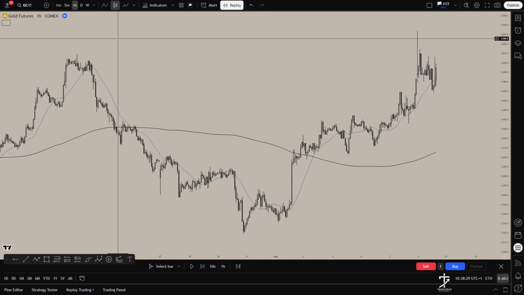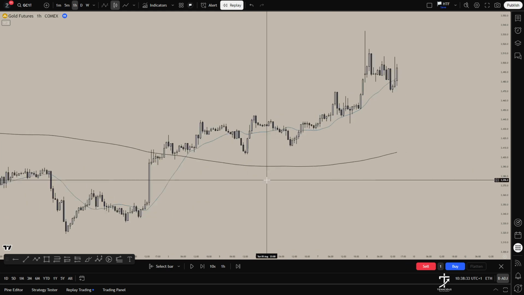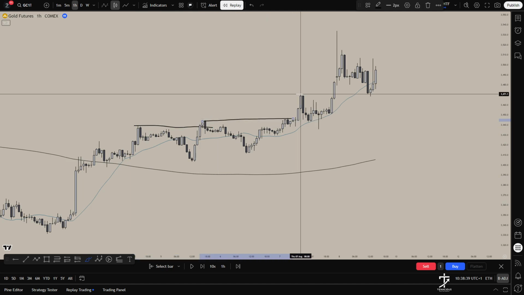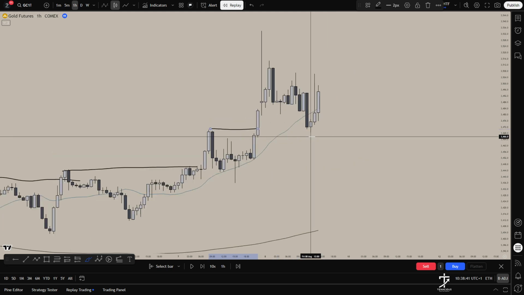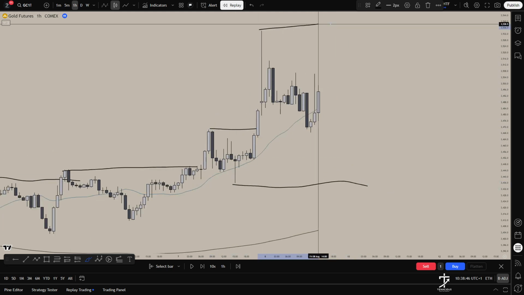So right now, this is my 1 hour chart on gold, and we can clearly see that price is bullish. How do I know that? We have taken out this high, we have also taken out this high, and we have taken out that high. So right now, we are trading between this low and this high.